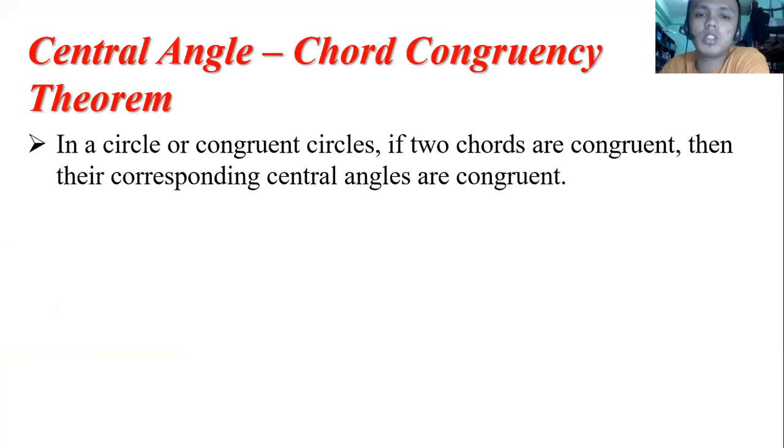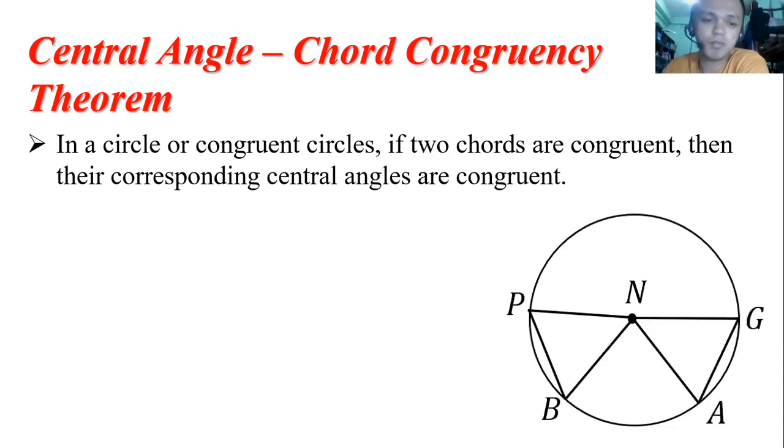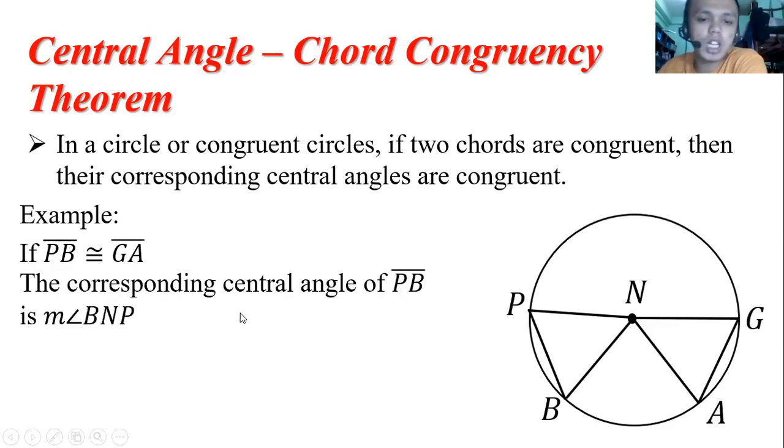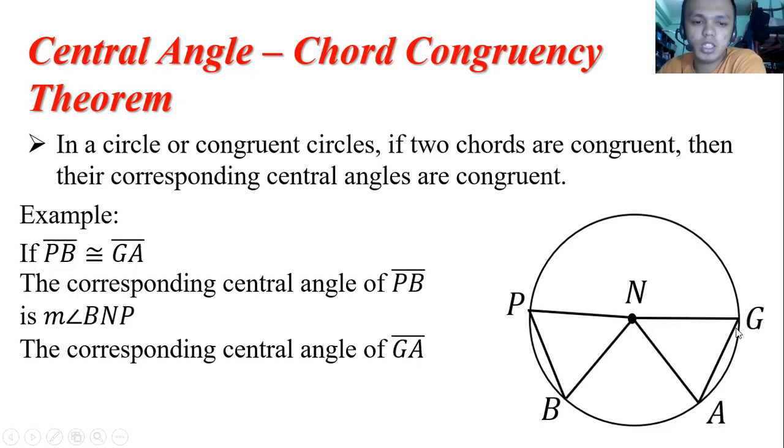In a circle or congruent circles, if two chords are congruent, then their corresponding central angles are congruent. Sinasabi na kapag yung two chords doon sa circle na yon are congruent, then yung mga central angle na form doon sa two chords na yon are also congruent. Example this one. If chord PB is congruent to GA, the corresponding central angle of PB is angle BNP, and then the corresponding central angle of GA is ANG.